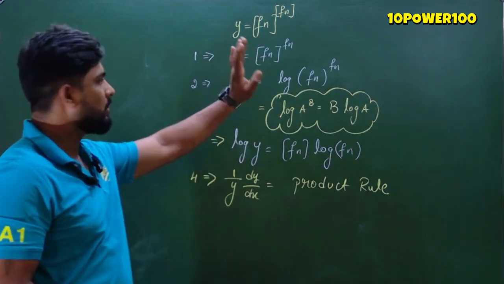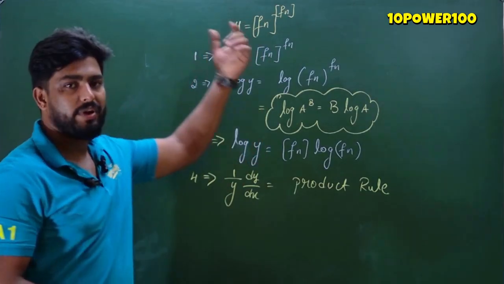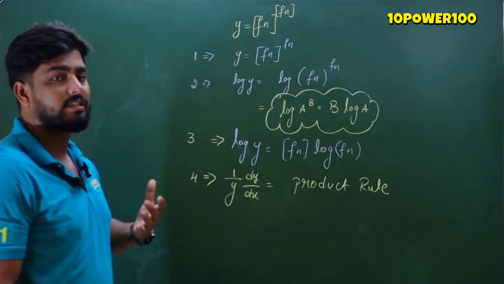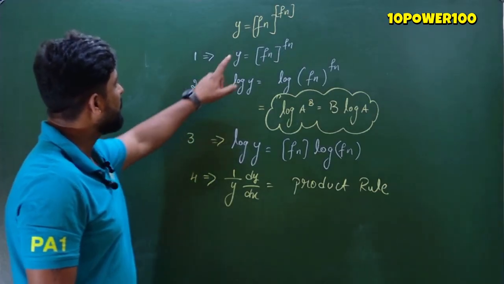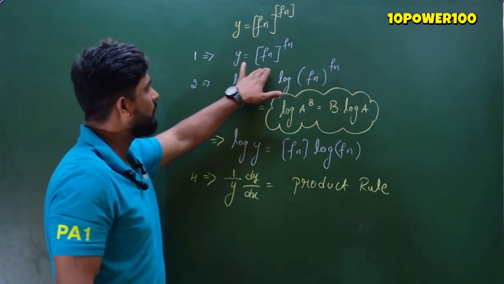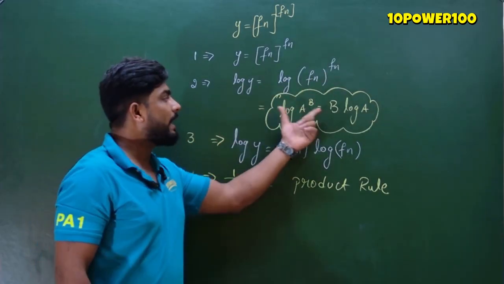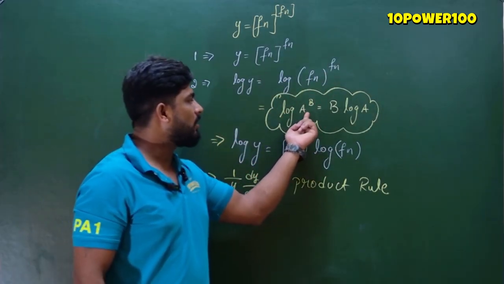So when it is function to the power function, such as sin x power x, cos x power x, or cos x power sin x, when it comes like this, the first step is to take y is equal to function to the power function. After that we will take log on both sides, log a to the power b. So we have already learned how to use log a to the power b.